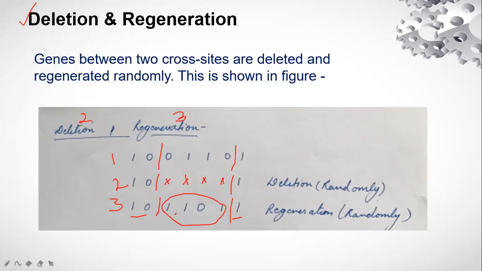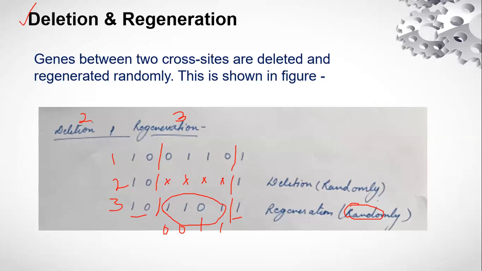So here we have defined 1101. It could also have been 0011. It can be anything, right? So this is how we are going to regenerate. That is why we are calling it random. Okay, so we are going to randomly regenerate the bits.